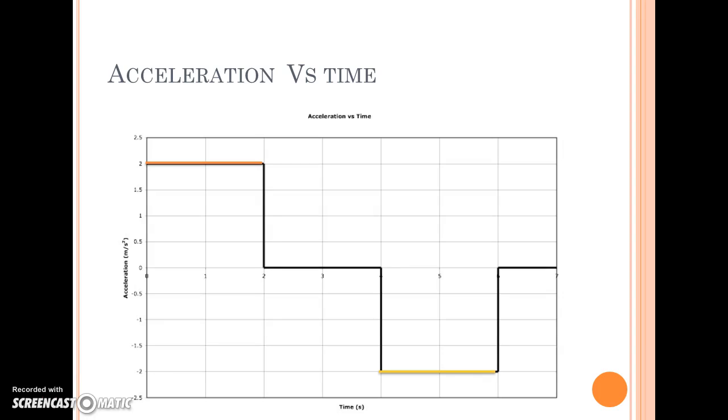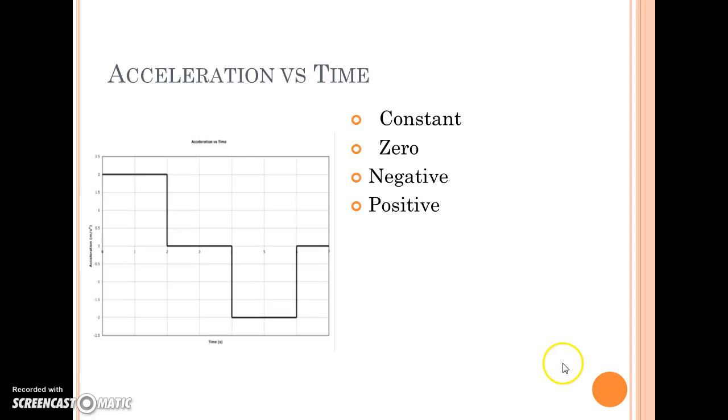And these two highlighted parts, from 0 to 2, show that there was a constant acceleration in the positive direction. From 4 seconds to 6 seconds, there is a constant acceleration, but it's in a negative direction. So remember that there is always a constant when there are no movements that are increasing or decreasing. And there's a 0 acceleration when it's on the 0. And there's positive above the axis of 0 and negative below the axis of 0.